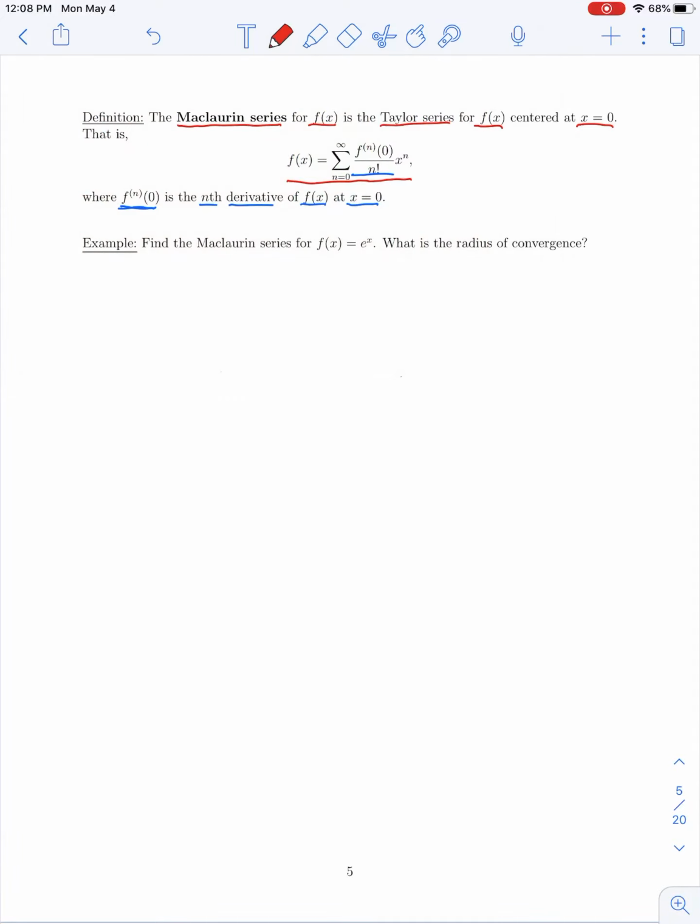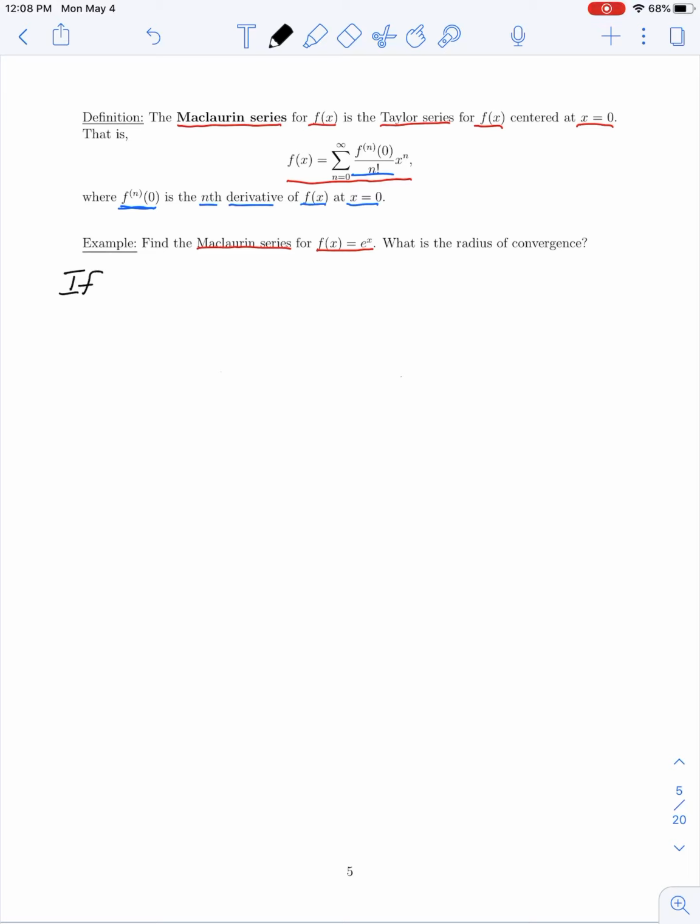In our first example, we're asked to find the Maclaurin series for the function e to the x, and then determine its radius of convergence. So we know for any of these Taylor or Maclaurin series problems, we need to find an expression for the nth derivative of our function. So our first step is always to find the first several derivatives until we can establish a pattern.